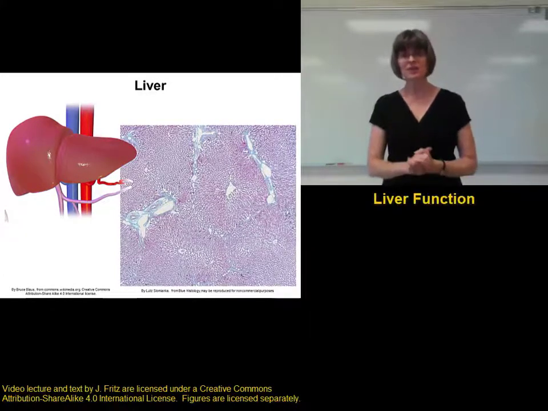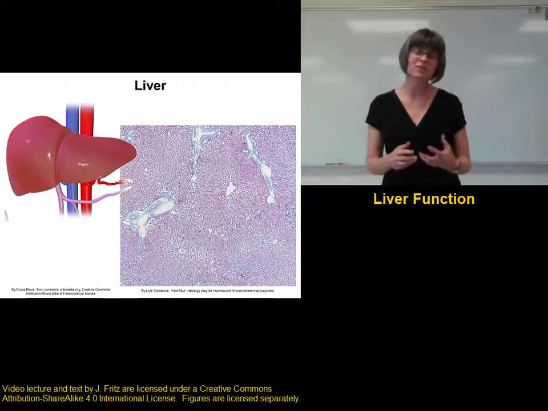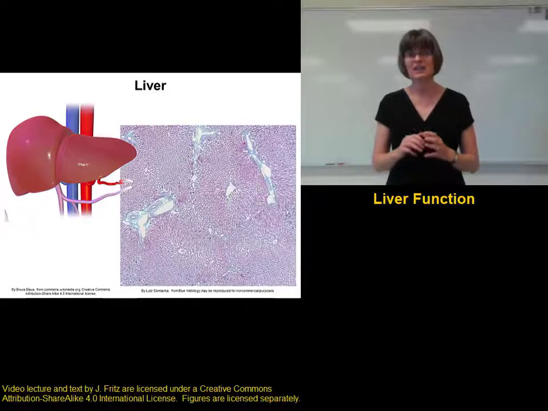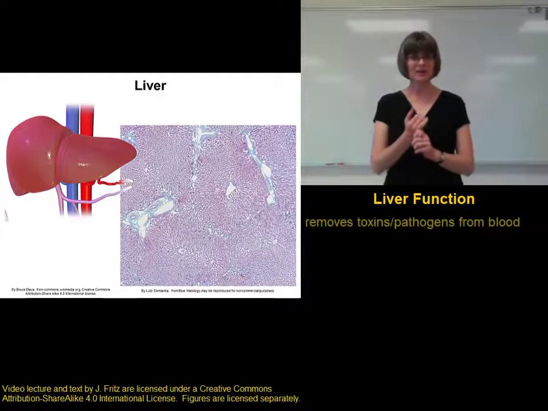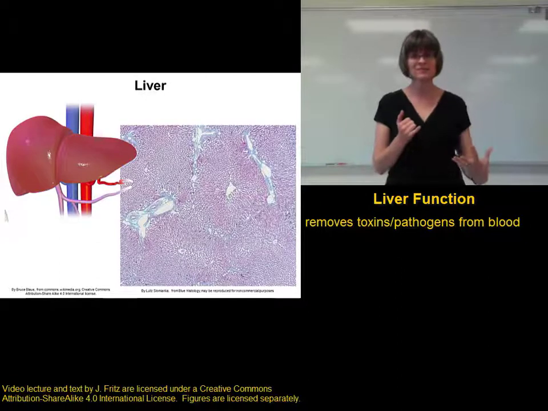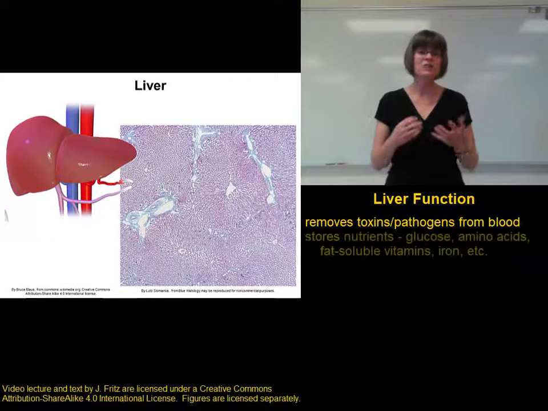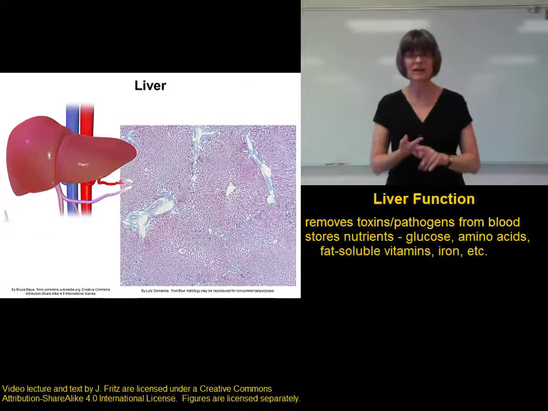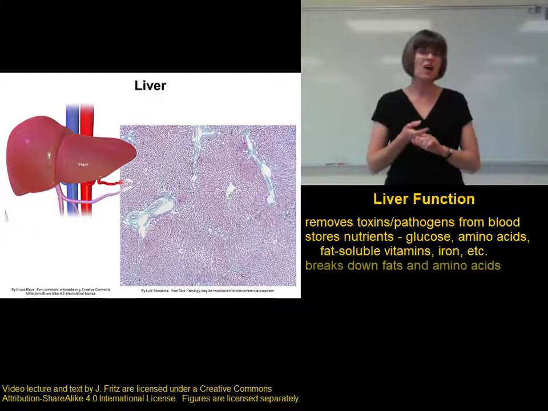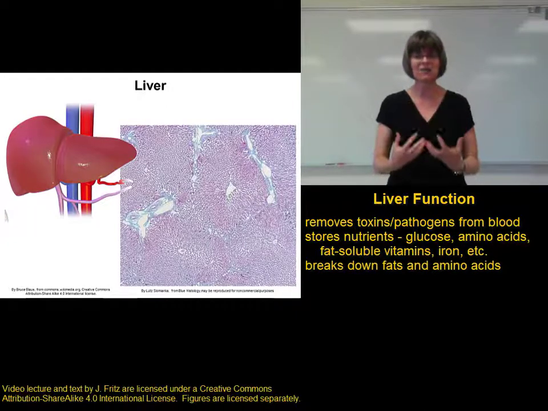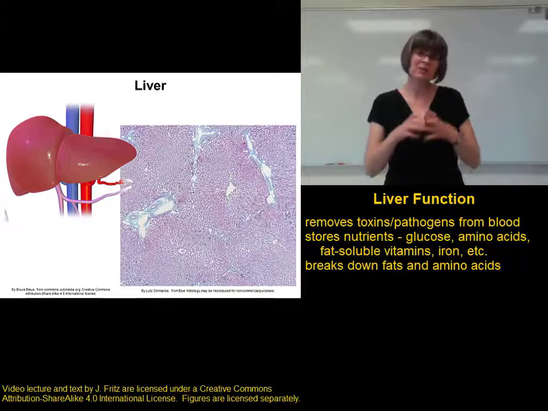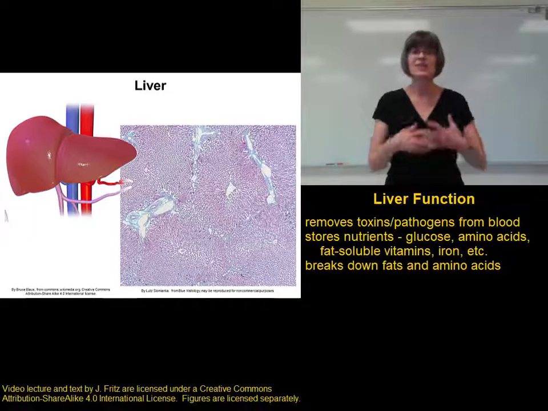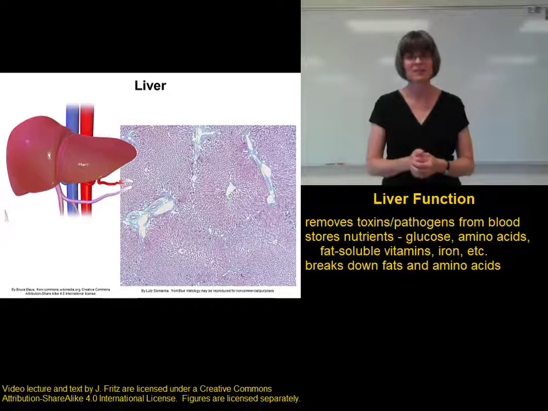While we're talking about the liver, I want to make sure that we don't lose sight of the fact that the liver is a really important organ that is involved in a number of different body systems. The liver is important because in the digestive system it removes toxins and pathogens from the blood, including those that were absorbed with the food. It stores glucose and fat-soluble vitamins and other nutrients. It also has the enzymes needed to break down fats and amino acids for energy. Not all the cells in your body can do that, but your liver can break down fats and amino acids for energy that can then be used by other cells.